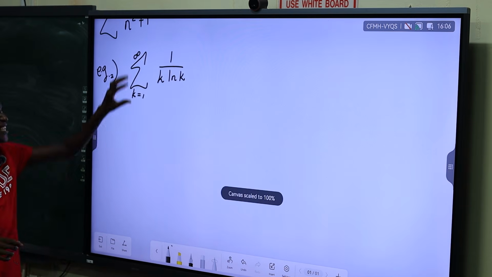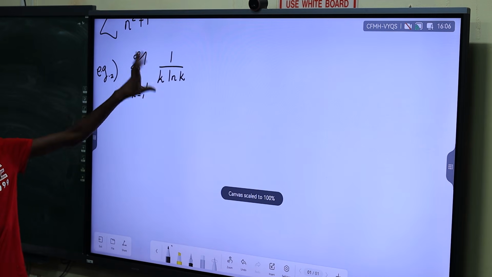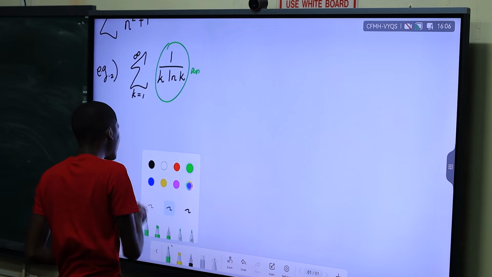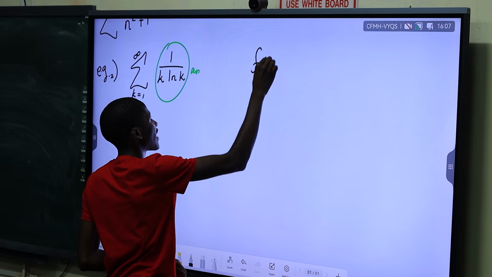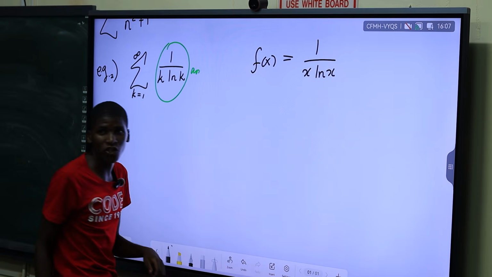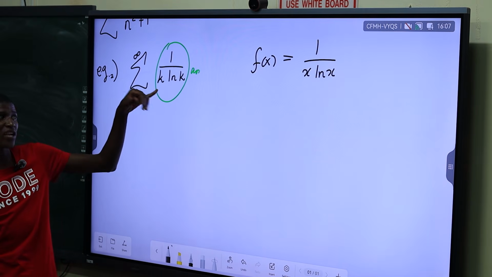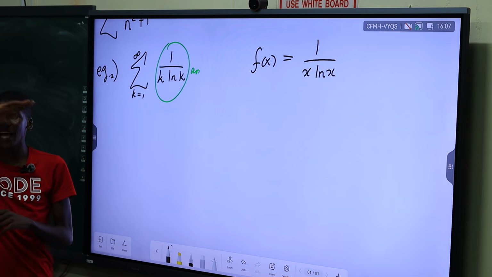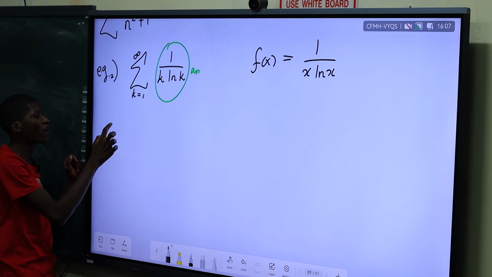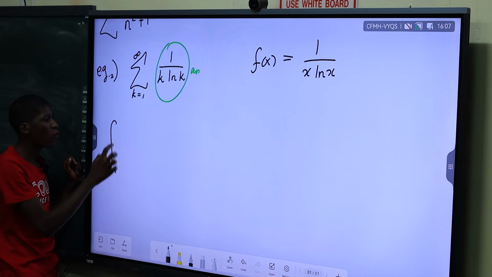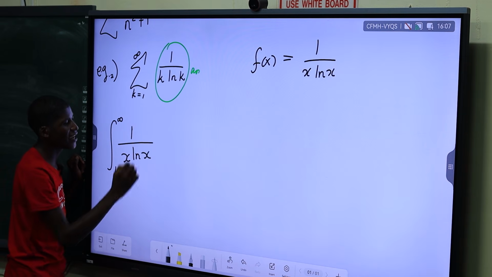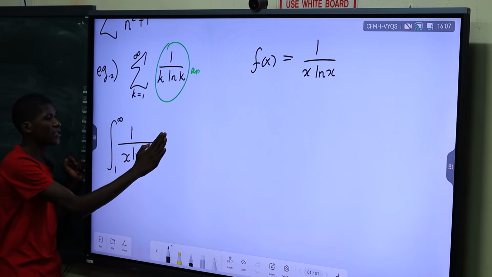So this one is an integrable function. This is your a_n. Let's make it an integrable function, f of x given by 1 over x ln x, where there is k, I'm going to replace it with x to make this a function along the x and y axis. So the integral is from 1 to infinity of 1 over x ln x dx.